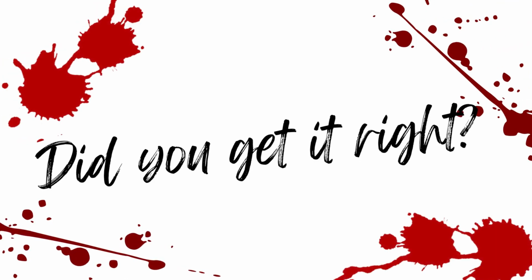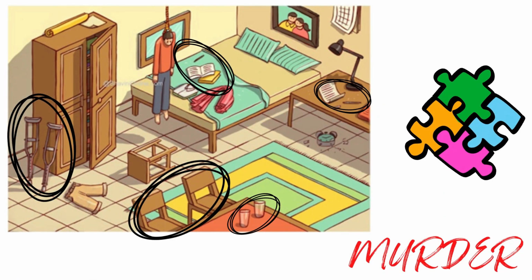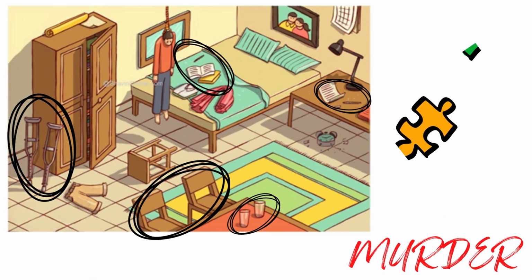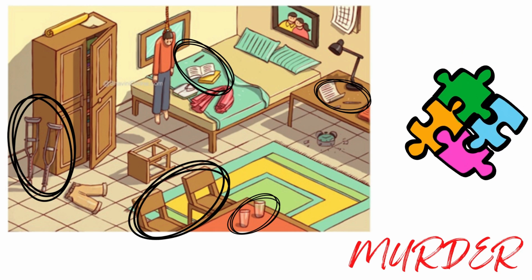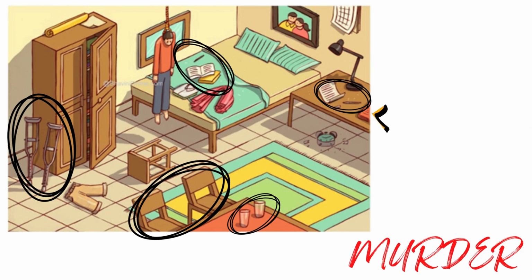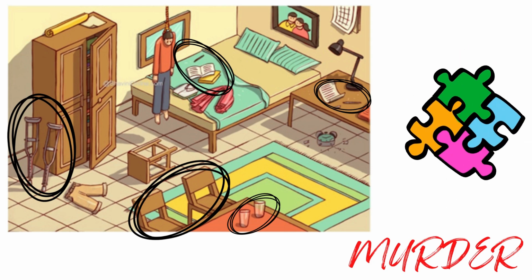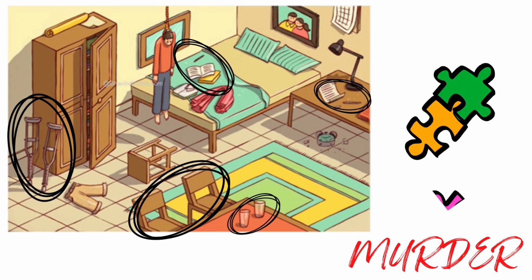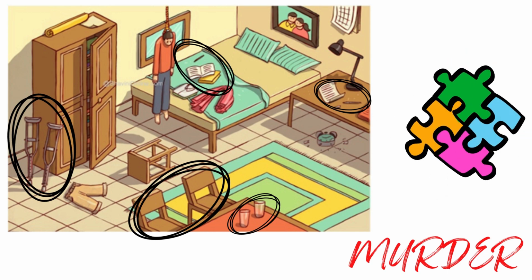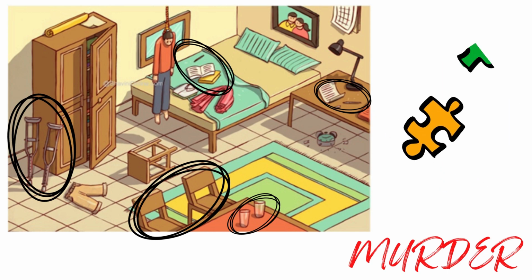Let's see if your answers are correct. Let's start with the first picture. In the given picture, you will see a scenario in which a person is dead and there are things lying around from which your investigation started. So, after looking at the picture thoroughly, what is your answer? If your answer is murder, you are correct.